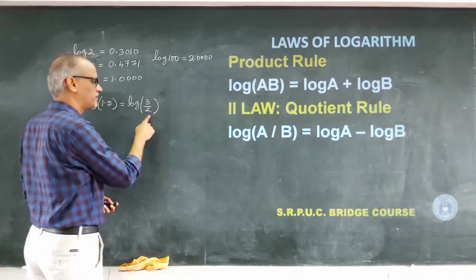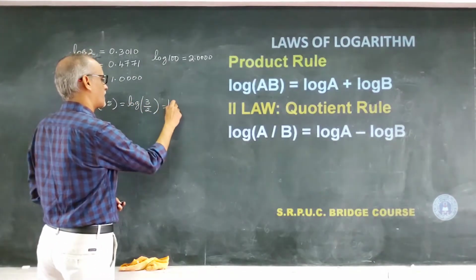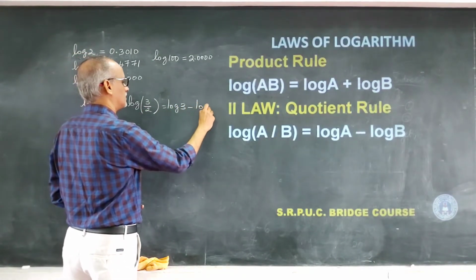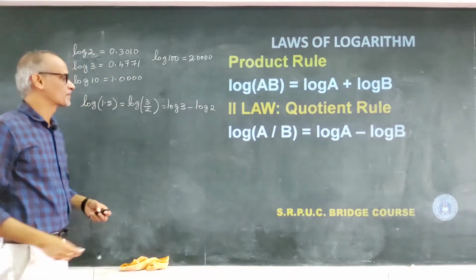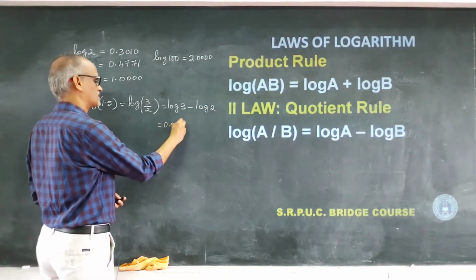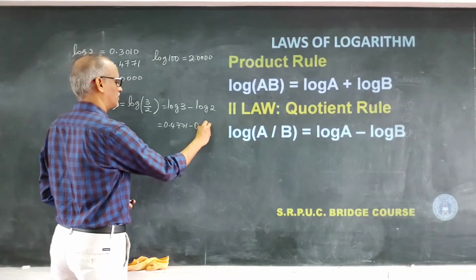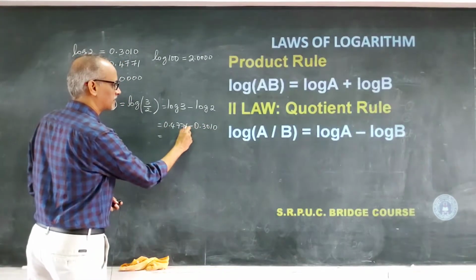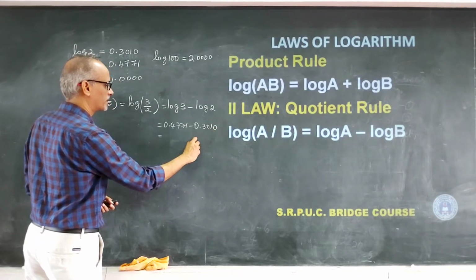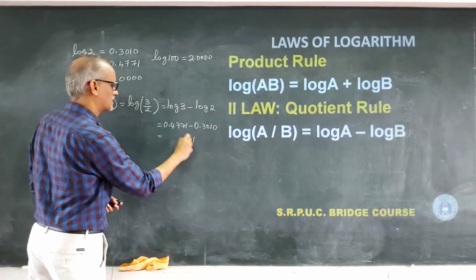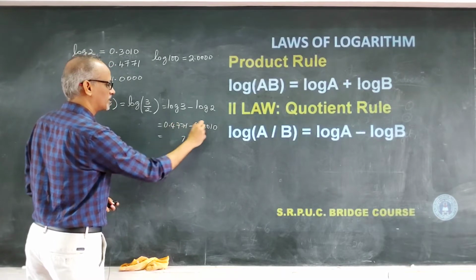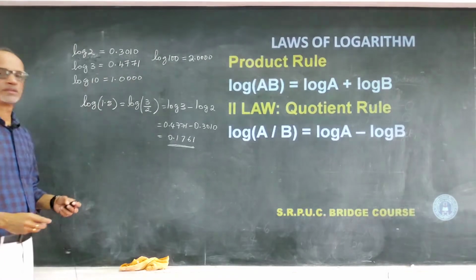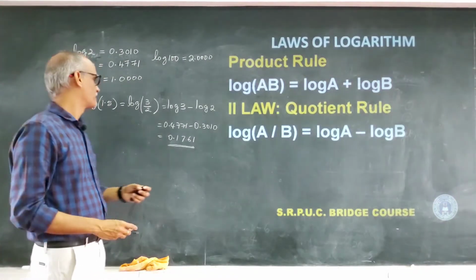Now what is log A by B? Log A by B is log A, which is log 3, minus log B, which is log 2. What is log 3? 0.4771 minus log 2, 0.3010. So subtract. 1 minus 0, we get 1 here. 7 minus 1 is 6. 7 minus 0 is 7. 4 minus 3 is 1. So 0.1761. Therefore this is the log of 1.5.